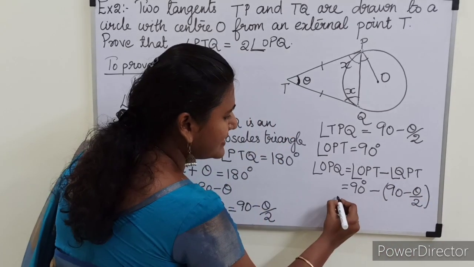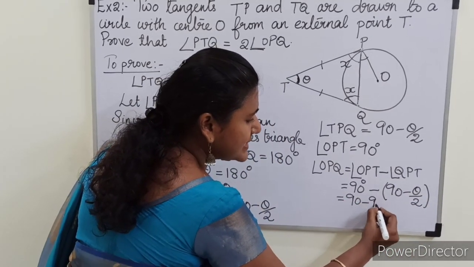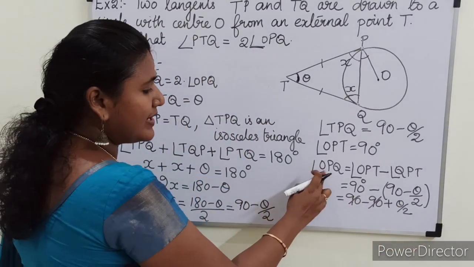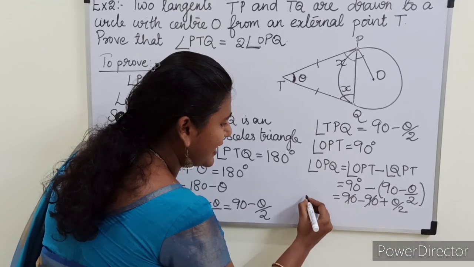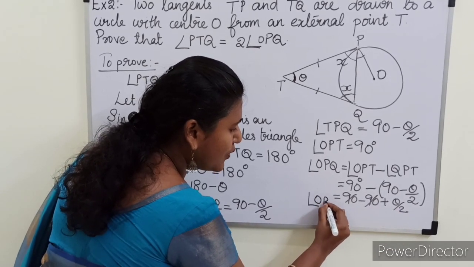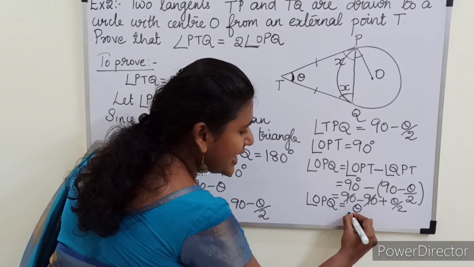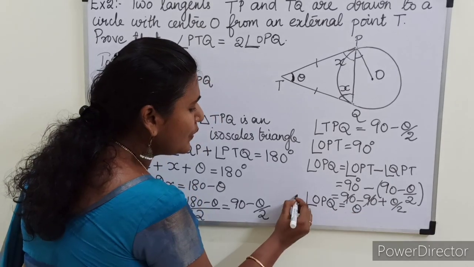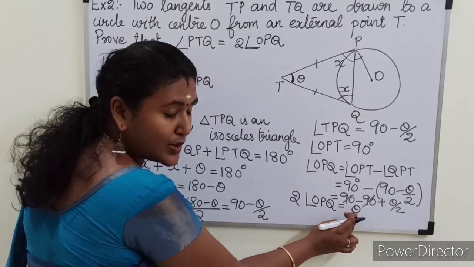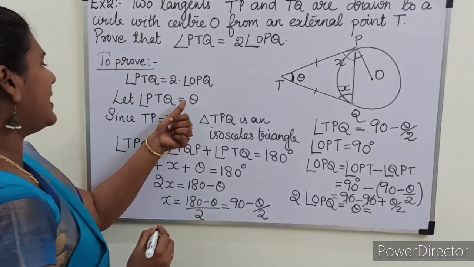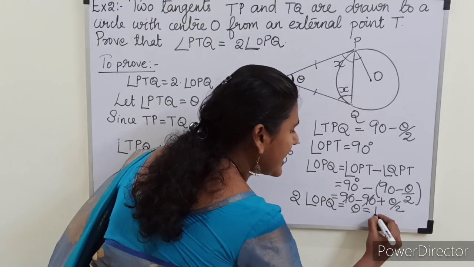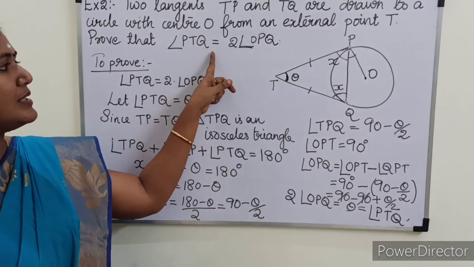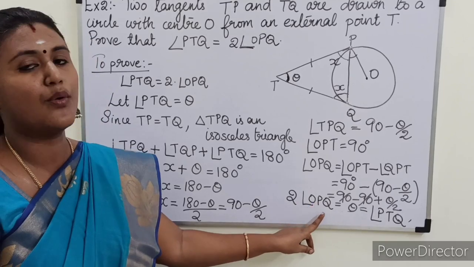Now we will simplify this. That is 90 minus 90 plus theta by 2. So these two will get cancelled and you will get angle OPQ is equal to theta by 2. So we will take this 2 to this side. So we will get 2 angle OPQ is equal to theta. Theta is nothing but angle PTQ. So we got the answer. Angle PTQ is equal to 2 angle OPQ.